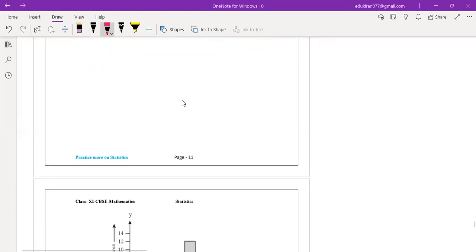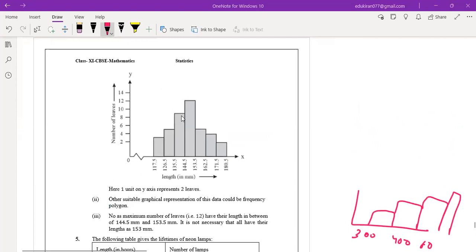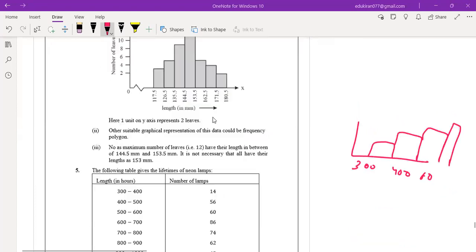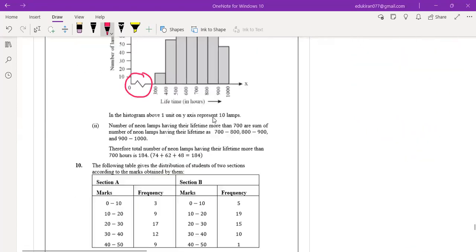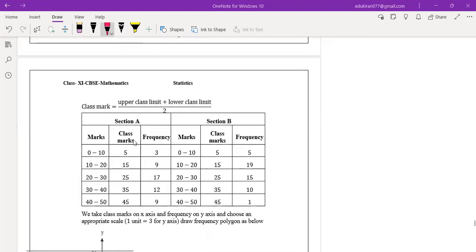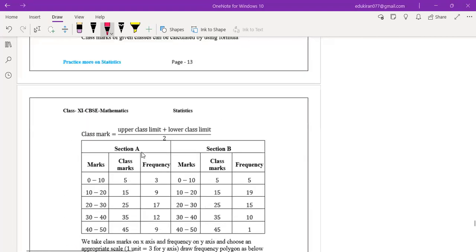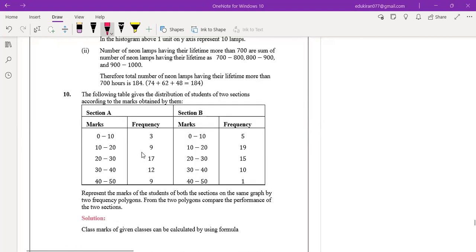What's the next question? Okay, next question. You have drawn the histogram as well? Yes, ma'am. Okay. Now this one we have already done. So this one. At that time, what you have to do? I'll teach you what you have to do over here. Right? So the very first thing over here is 0 to 10 like this.